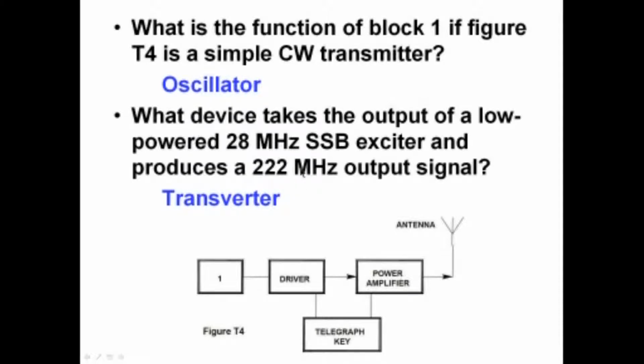What device takes the output of a low-powered 28 megahertz single sideband exciter and produces a 220 megahertz output signal? It's called a transverter, a combination of the words transmitter and converter, and it takes a signal on one frequency and uses a mixer, like we've talked about, to change frequency. In this case, we're doing it on the transmit side instead of the receive side, changing the signal that we generated at 28 megahertz. It's mixing it with a signal to change it to 222 megahertz, so that you can have a transmitter on this band and a transmitter on this band.